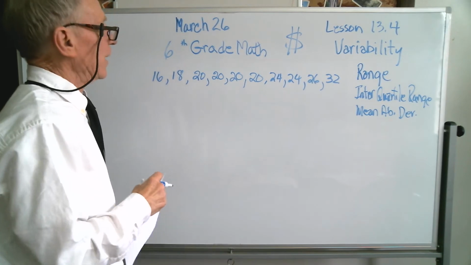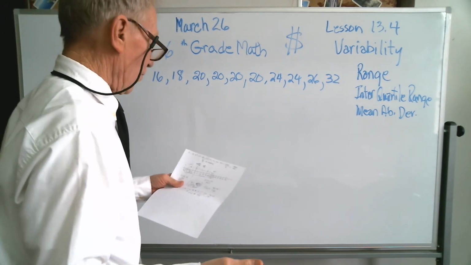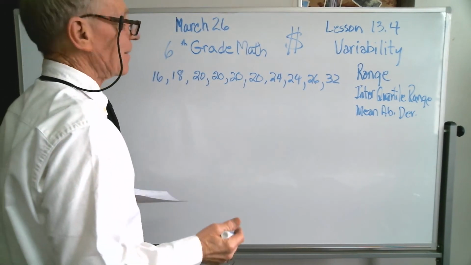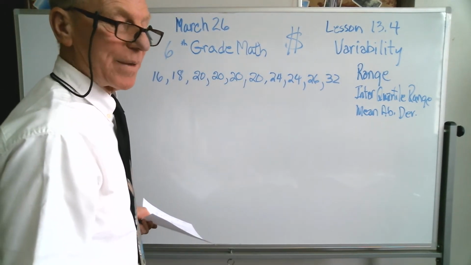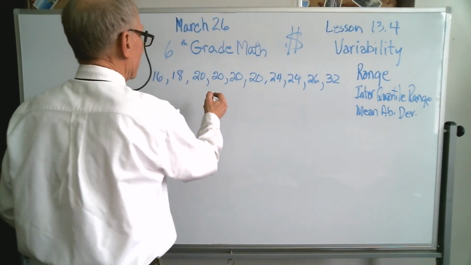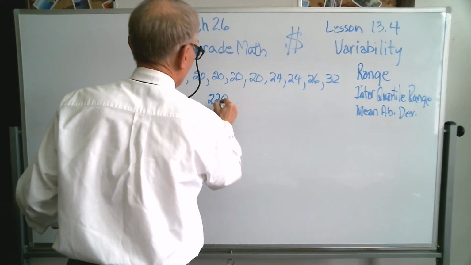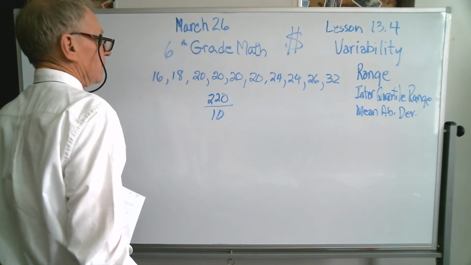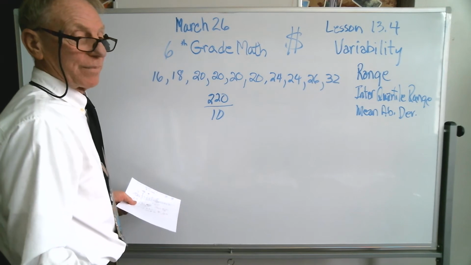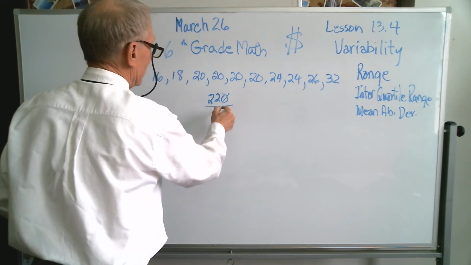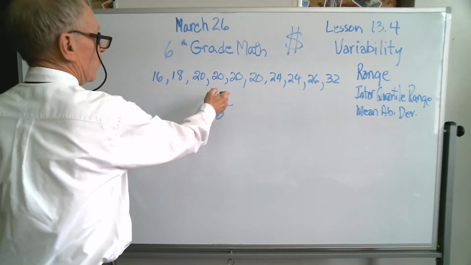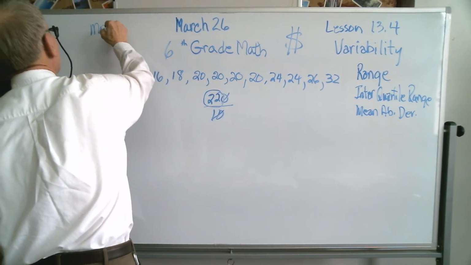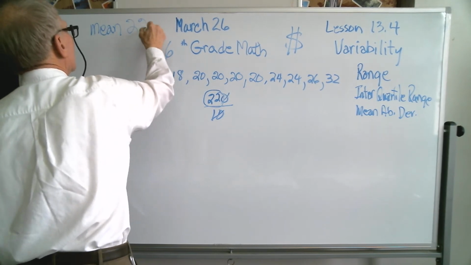So let's work through it, and let's figure out what is what. The first thing I'm going to do is add them all together and divide it by 10. And that's going to give me my mean. The total is 220, and there are 10. So, using the base 10 rule, get rid of the 10, get rid of the 10. 22. So our mean is 22.